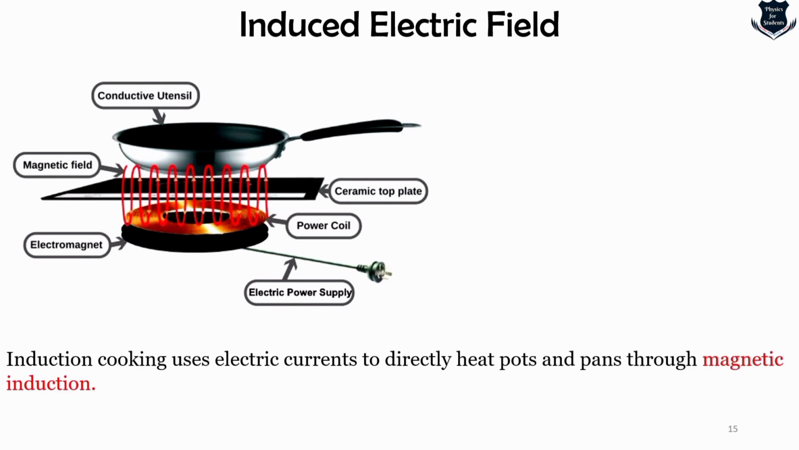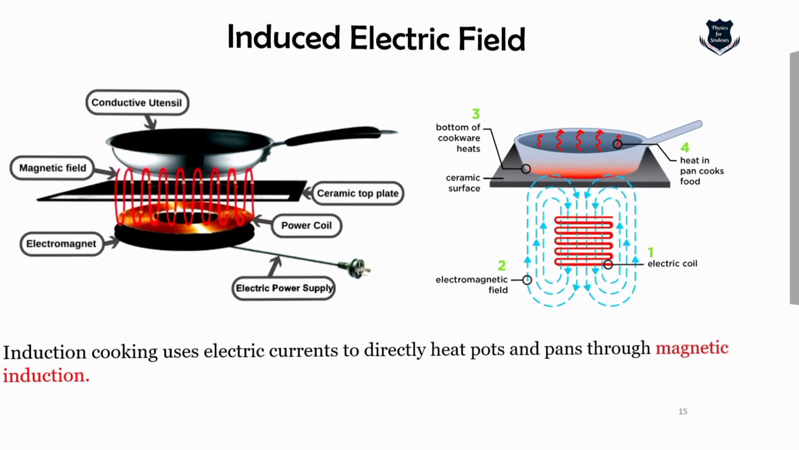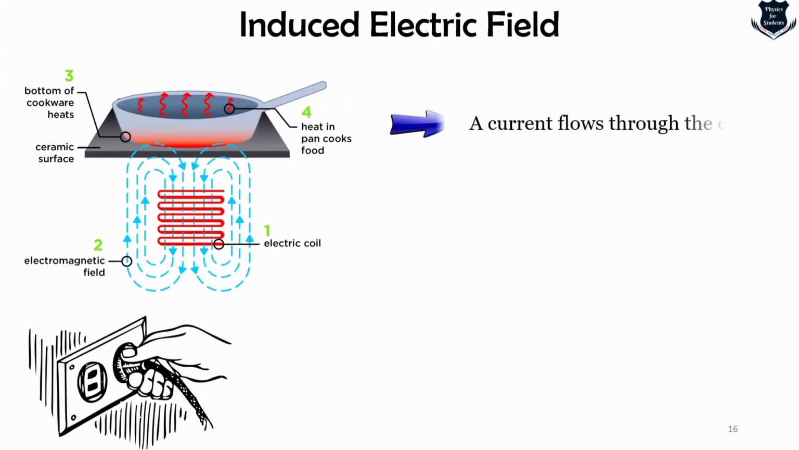So induction cooking uses electric currents to directly heat your food through magnetic induction, and here it is. You can see on the right hand side that there is the electromagnetic field and there is an electric coil. We will soon see step by step how the cooking actually takes place. I just thought to give this example because it's a nice way to demonstrate induced electric field in a daily application. Okay, so here you see that basically induction is a shortened way, as we have seen, of saying electromagnetic induction.